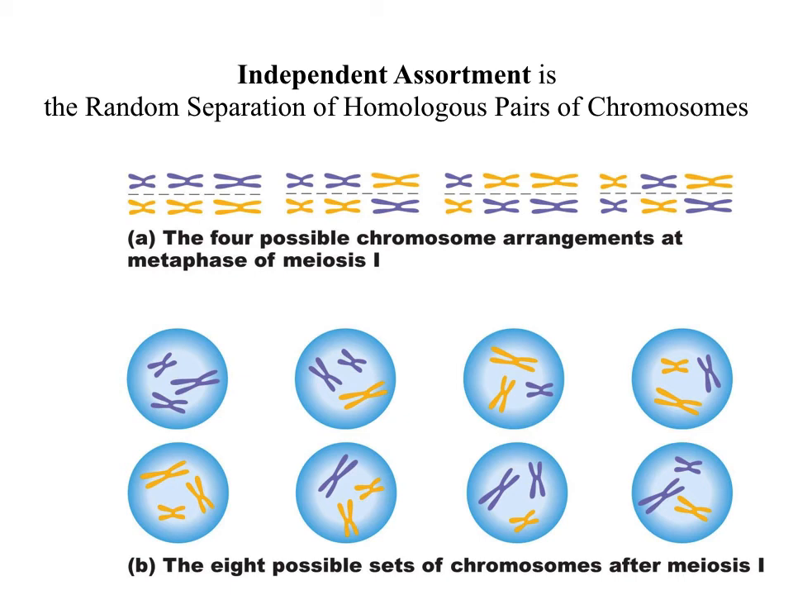In the second scenario, there's 2 purple and 1 yellow on top, and 2 yellow and 1 purple on the bottom. And so when they split apart in anaphase 1, the result will be what you see on the bottom: 2 purple and 1 yellow in one cell, and 2 yellow and 1 purple in the other cell. This also accounts for more genetic variability. It's called independent assortment of meiosis I.